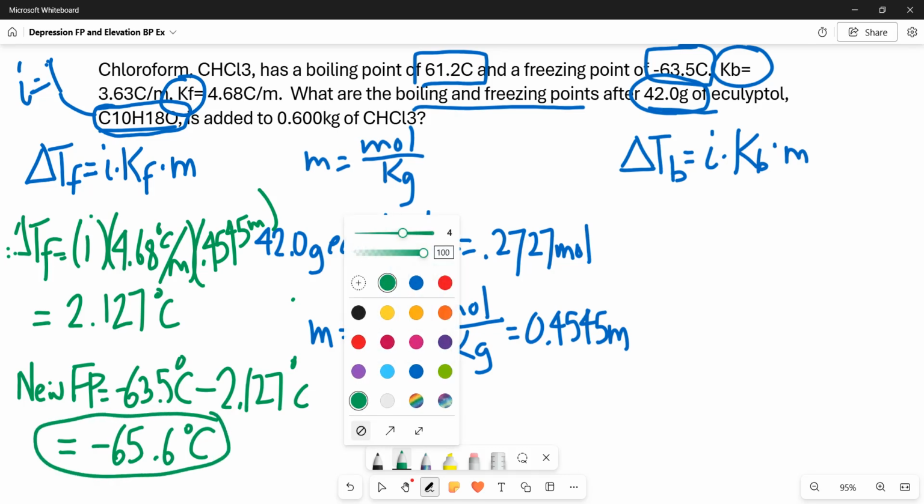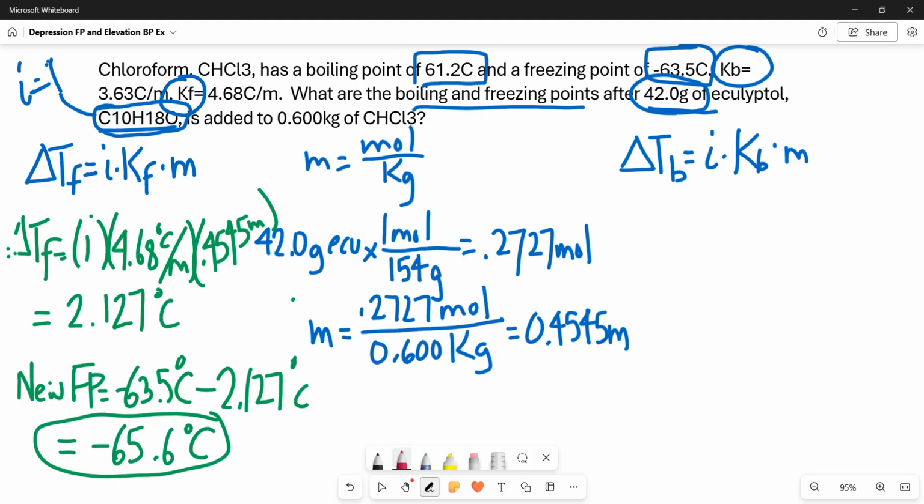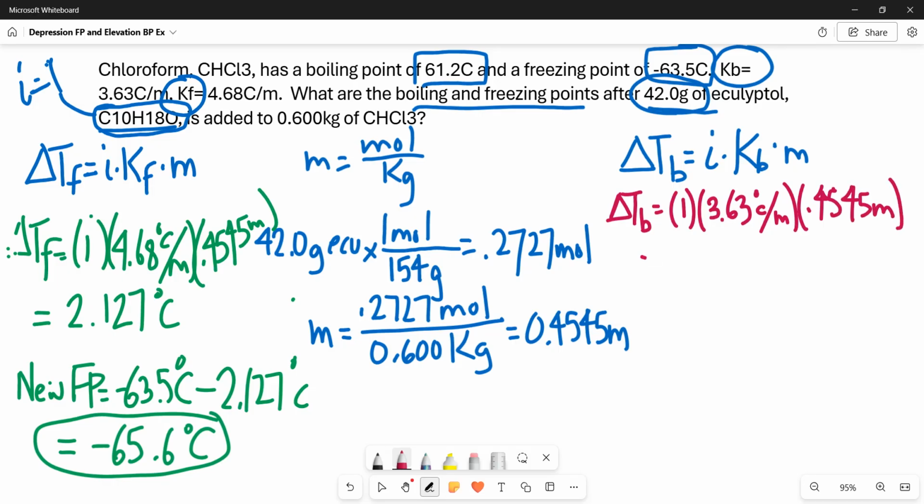Okay, so let's go to the change in boiling point. If we're solving for the change in the boiling point, the Van Hoff factor is 1. The K of B is 3.63 degrees Celsius per mole, times the molality, which is 0.4545 molal. And so if we calculate that, our change in the boiling point is 1.65 degrees Celsius.